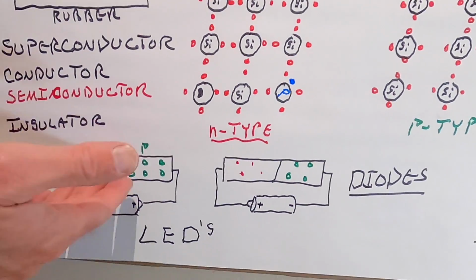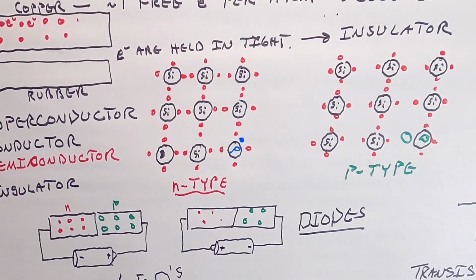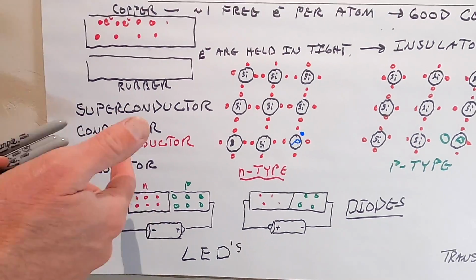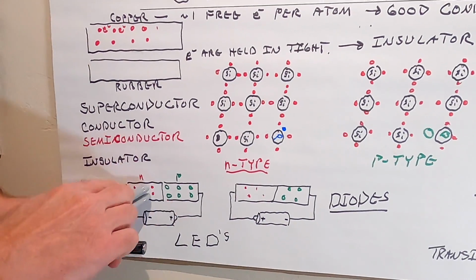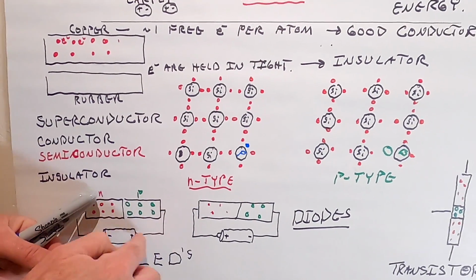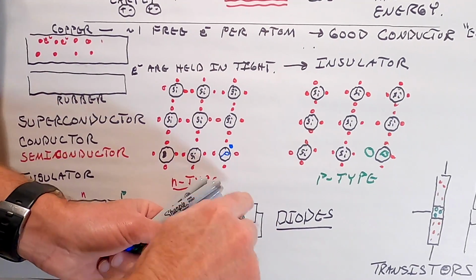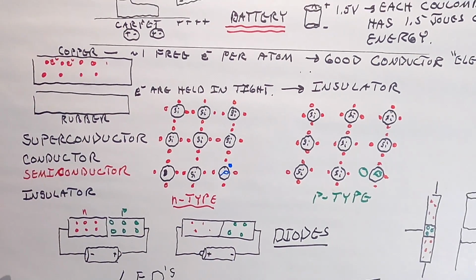And so we call this object a diode right here. And what does a diode do? It only allows current to go one way. If you hook up the battery one way, charge will flow. If you hook it up the other way, charge won't flow. It's like a one-way valve right here.